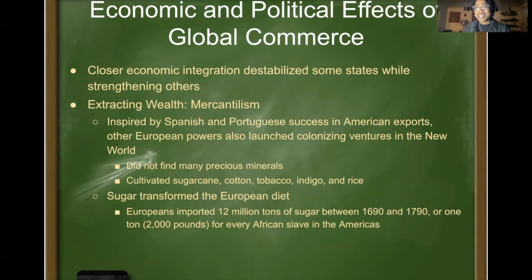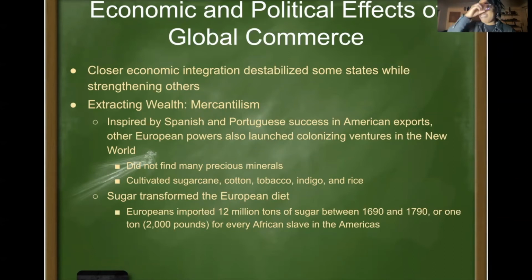So let's see what sugar is going to do. Man, sugar is super addictive, but we can see almost immediately how sugar is going to impact society, culture, economy, everything. So sugar is going to transform the European diet. Europeans imported 12 million tons of sugar between 1619 and 1719. Basically, 1 ton is about 2,000 pounds. So they're going to import 1 ton for every African slave that is going to be taken from West Africa and into the Americas, both North and South America and the Caribbean as well. That's how much sugar they have.